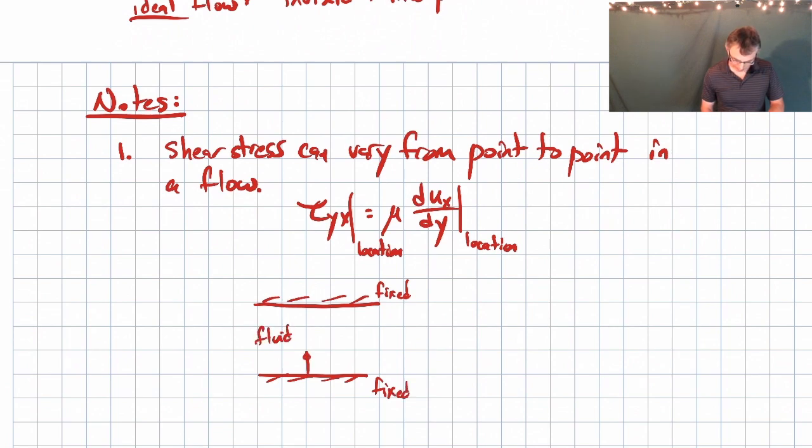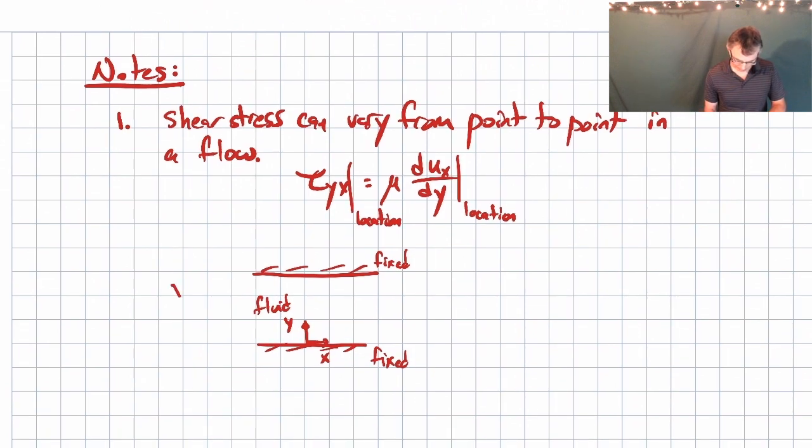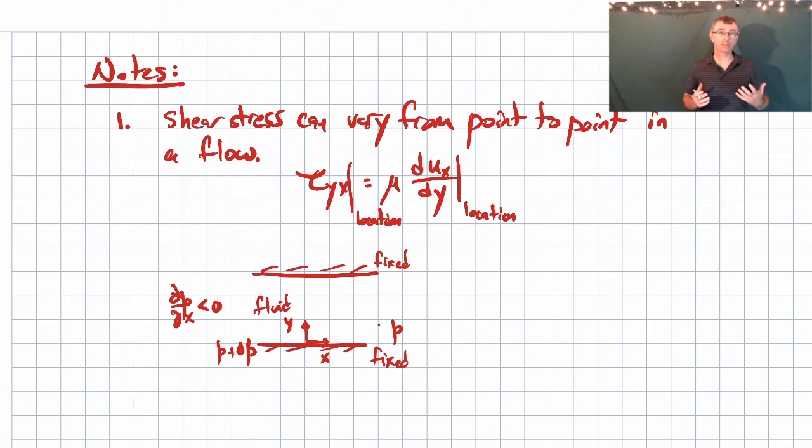Let me put a coordinate system here. Here's y and here's x. And let me put a pressure gradient here. So dp dx is less than 0. What that means is, let's say I'm pushing on the fluid at the left side here. So I've got some pressure here, and it's a little bit larger than the pressure over on this side. So the pressure on the left side is higher than the pressure on the right side. Because I have that pressure difference, that pressure gradient, I'm pushing the fluid through the pipe.